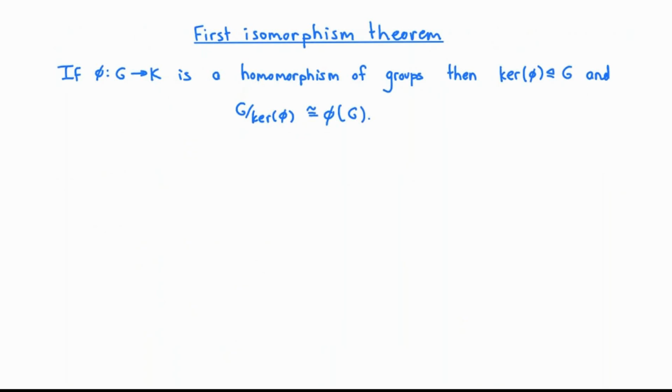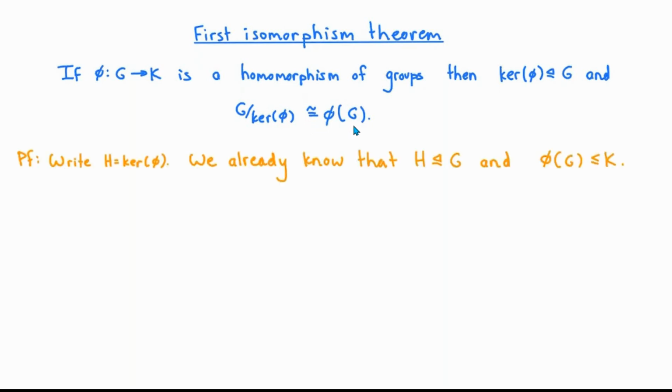Now we come to our main theorem, the first isomorphism theorem. What this theorem says is that if we have any homomorphism phi from a group G to a group K, then the kernel of the homomorphism is a normal subgroup of G, and the quotient group G modulo the kernel of phi is isomorphic to phi of G. Now, let's write H for the kernel of phi. Then from what we've already said, we know that H is a normal subgroup of G. And we also know from a previous video that the image of a homomorphism is always a subgroup of the codomain. So we can focus now on just proving that the quotient group on the left is isomorphic to the group on the right.